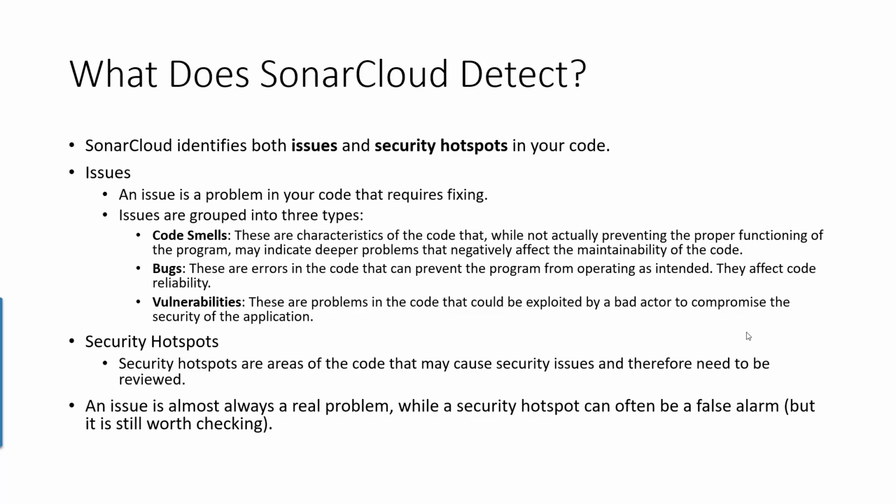Security hotspots are areas of the code that may cause security issues and therefore need to be reviewed. It is not going to be a big problem, but it's always better to recheck this code. An issue is almost always a real problem, while a security hotspot can often be a false alarm. Sometimes the code analysis tool may give a false alarm because of some wrong calculations, but it's still required to check what the problem in the code is.